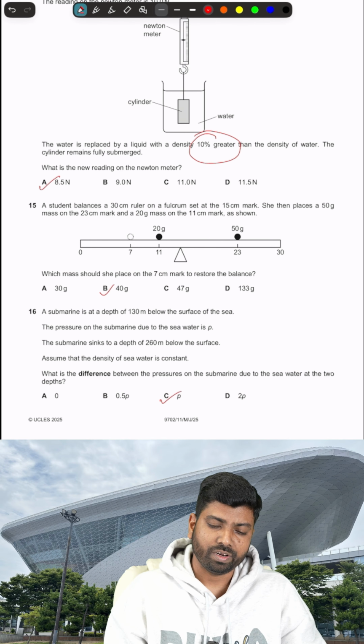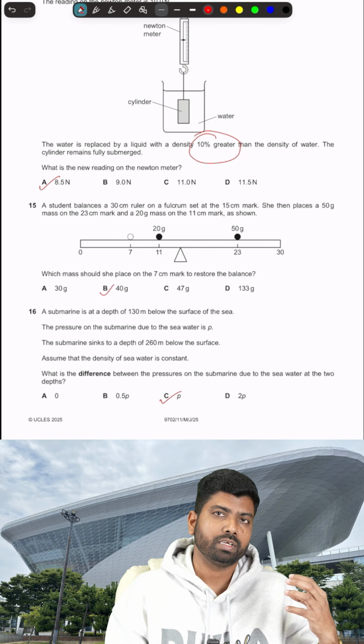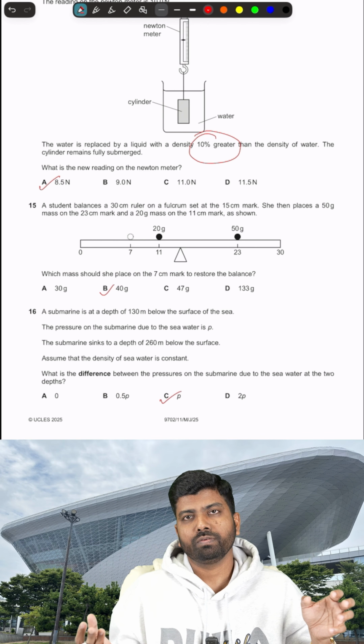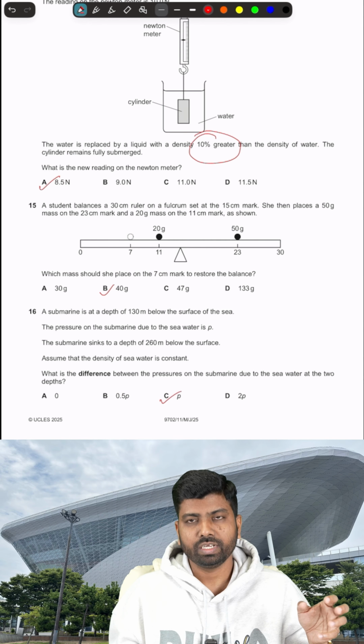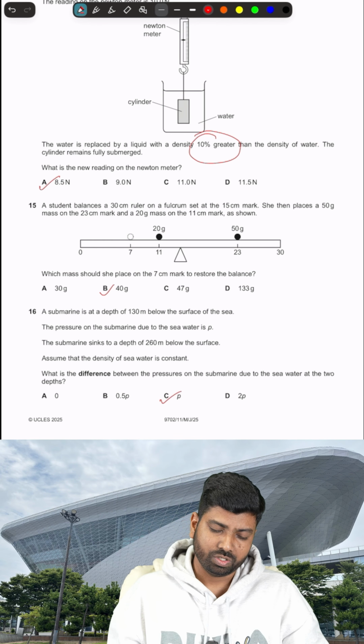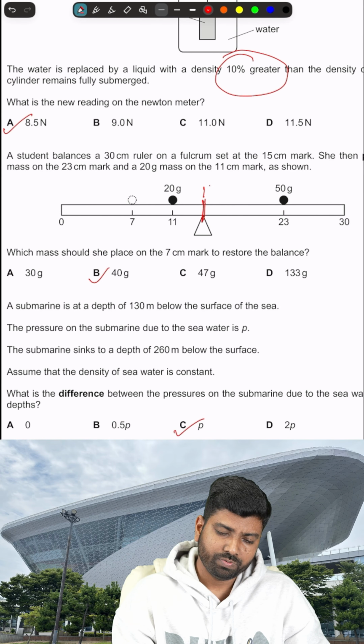That mass we have to find out. The law of conservation, the principle of moments, tells that the sum of the clockwise moments must be equal to the sum of the anti-clockwise moments, right? Then how do we find the moment? With force and distance, right? So here the mark is 15. This distance is 4 centimeter and from here to here is 8 centimeter.